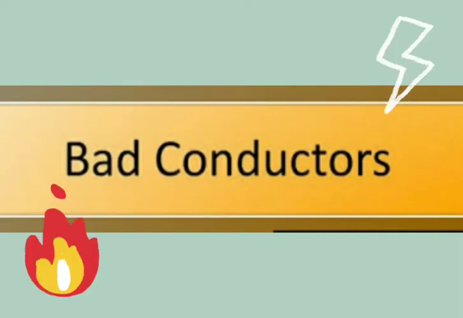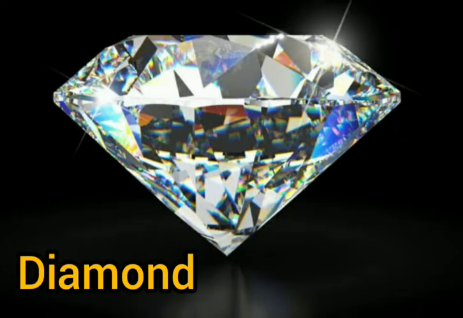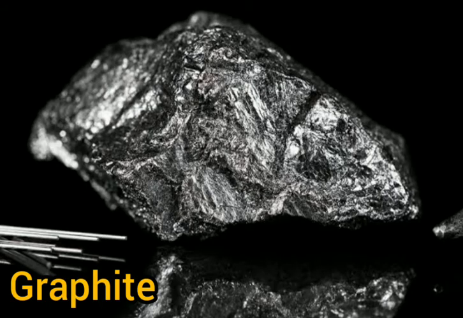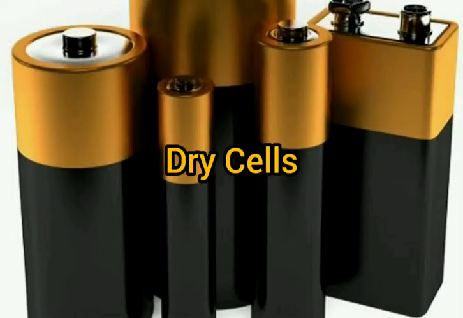Thirdly, non-metals are bad conductors of heat and electricity. Many of them are in fact insulators. An exception: diamond is a non-metal and it is a good conductor of heat. Graphite is also a non-metal, but it is a good conductor of electricity. Graphite is even used in dry cells as electrodes.